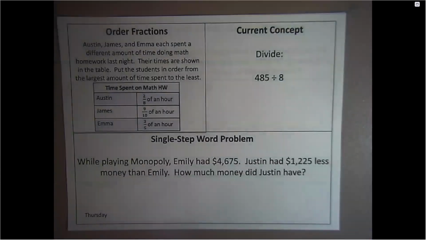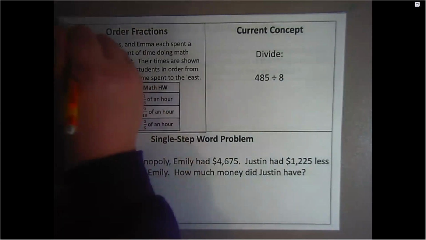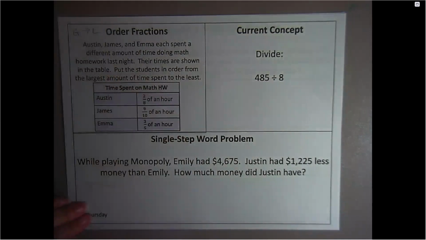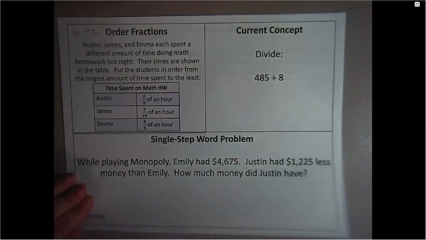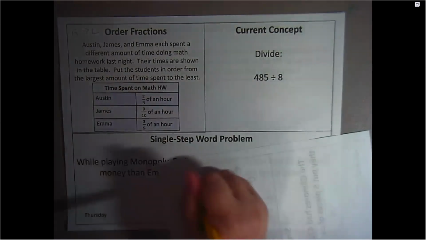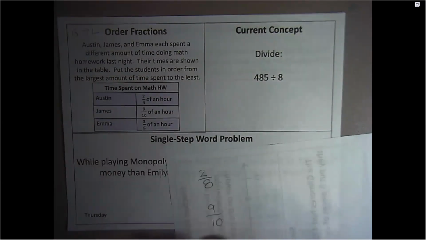Let's try Thursday. All right, ordering fractions. It says Austin, James, and Emma each spent a different amount of time doing math homework last night. Their times are shown in the table. Put the students in order from the largest amount of time, so greatest, to least amount of time spent on homework. All right, so this I'm going to need some extra paper. So I'm going to use the back of Wednesday's. So I have 2/8, I have 9/10, and I have 3/5.